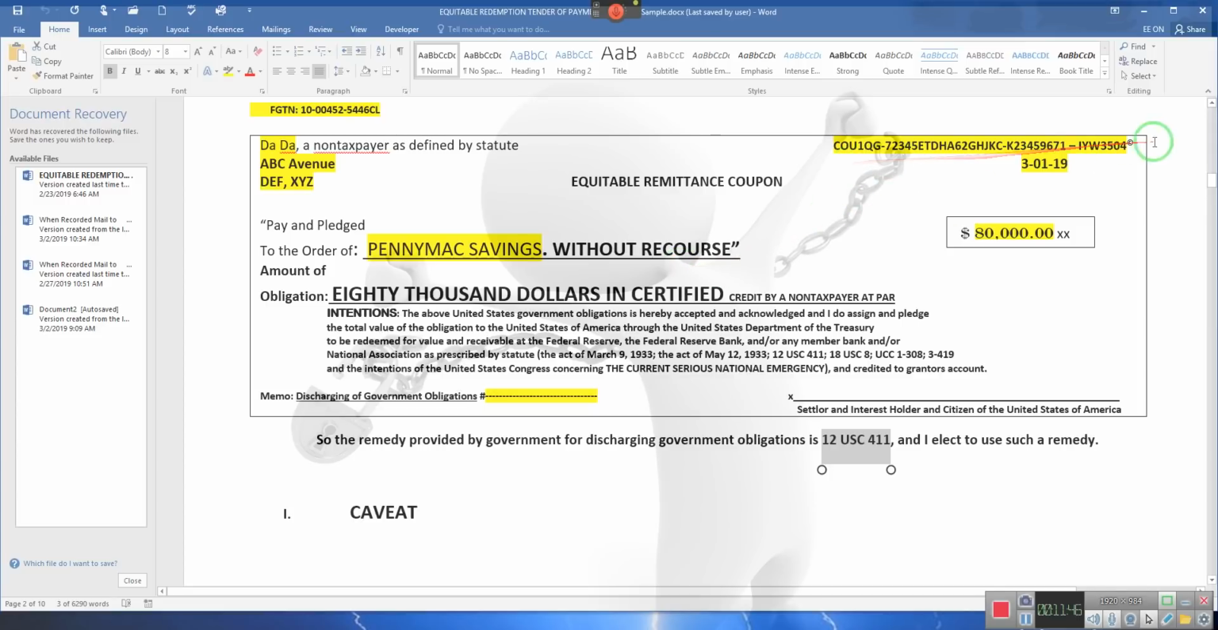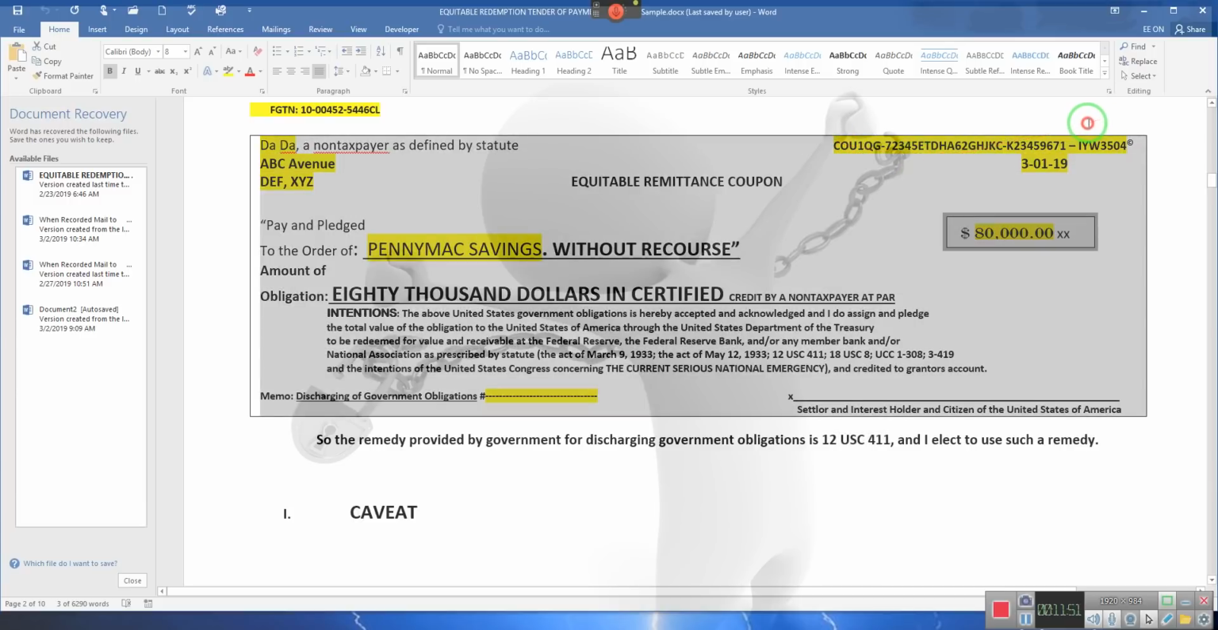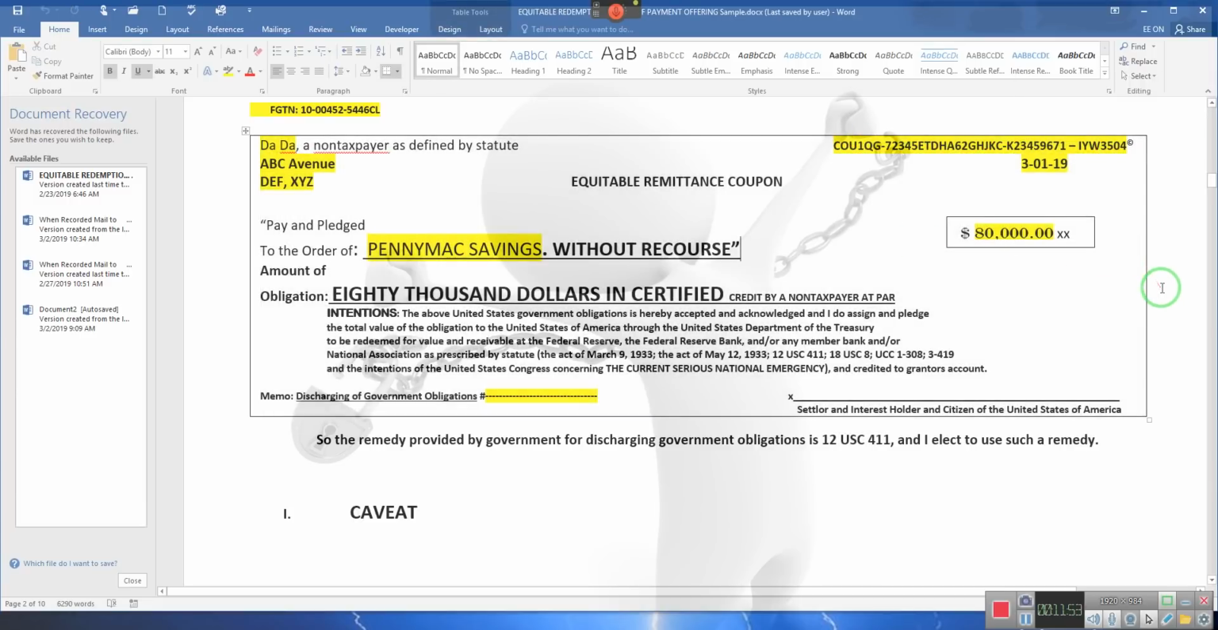We put the contract number here because this item is directly associated with this contract. Okay? All the rest of it is self-explanatory. You put the so-called property or the account number there on the memo line. So the remedy provided by government for discharging government obligations is 12 U.S.C. 411, and I elect to use such a remedy. Government obligations are to be redeemed through the Treasury Department.